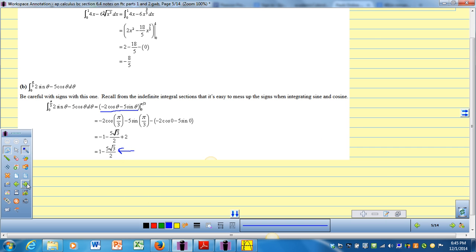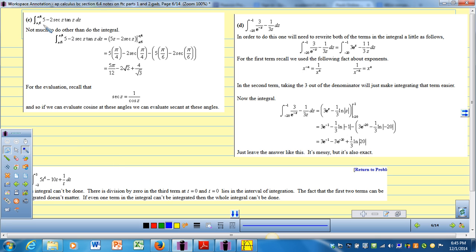Okay. Letter C. This one, as I said in class, was easier than it looks. 2 secant z tangent z. It's written as a product, but we also have to realize, what did we start with to get secant z tangent z as our derivative? Well, we started with secant, because the derivative of secant is secant tangent. So the antiderivative of our integrand here is 5z minus 2 secant z, evaluated between pi-6 and pi-4. So we'll plug in pi-4 first, and then pi-6 and do our subtraction.